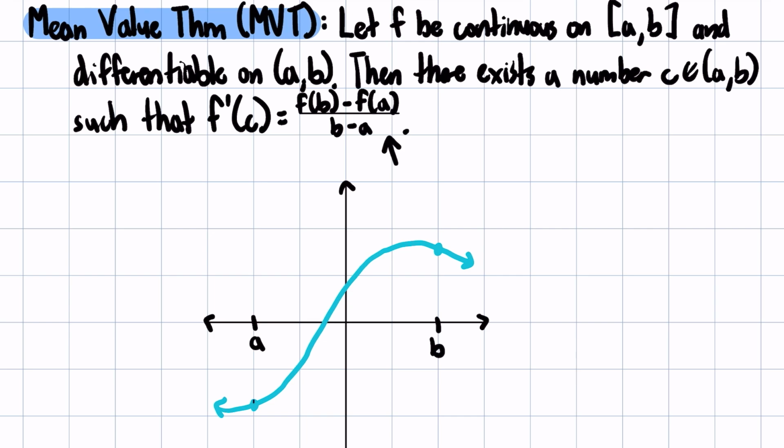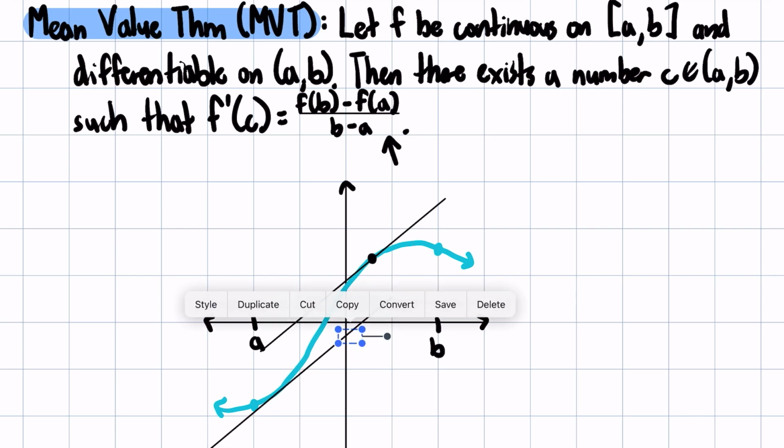So if we draw a line between f of a and f of b, the slope is going to be this. Okay, so if we move this line here, okay, right around there, at this point, it seems like that's the tangent line, right? And there's actually another point here where that works. If we draw the line between A and B, move it here, at this point here, the slope is going to be the same as that line. So that's sort of the visual aspect of the mean value theorem.